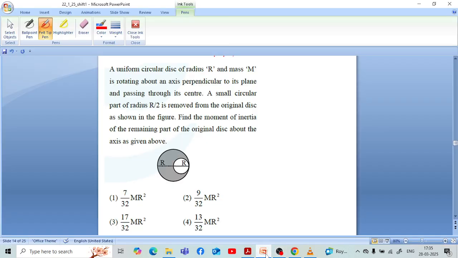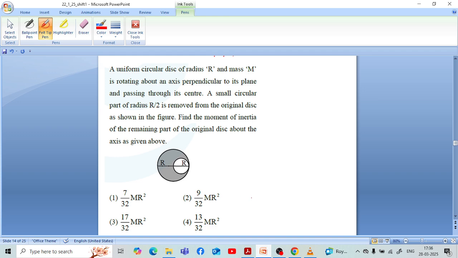Hello students, the question is: a uniform circular disk of radius r and mass m is rotating about an axis perpendicular to its plane and passing through its center. A small circular part of radius r by 2 is removed from the original disk as shown in the figure. Find the moment of inertia of the remaining part of the original disk about the axis as given above.